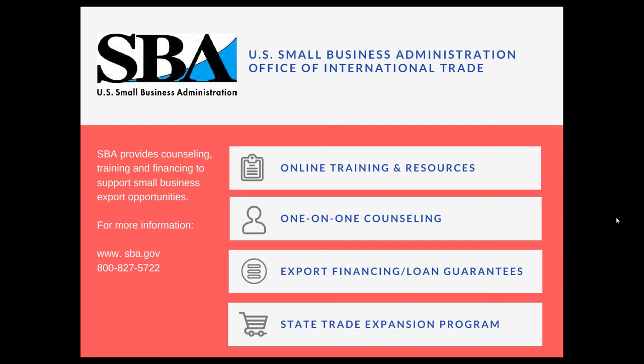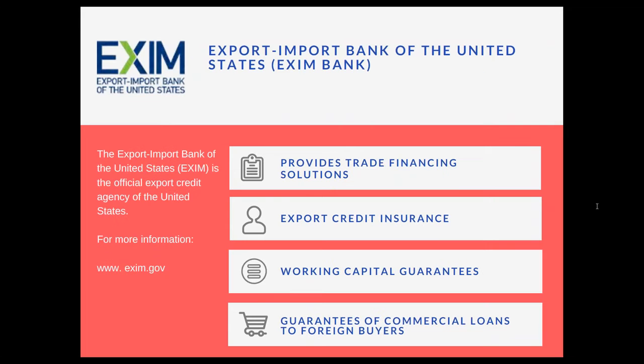So the next partner that we have is the Export-Import Bank of the United States, also known as Exim Bank. Exim Bank is the official export credit agency of the United States. Exim is an independent, self-sustaining executive branch agency with a mission of supporting American jobs by facilitating the export of U.S. goods and services. When private sector lenders are not able or unwilling to provide financing, Exim fills in the gap for American businesses by equipping them with financing tools necessary to compete for global sales.